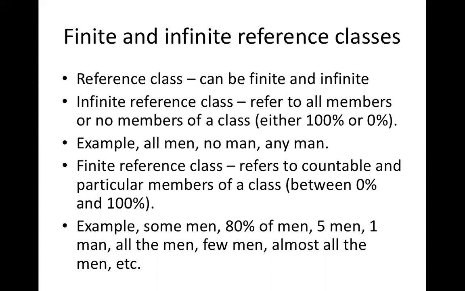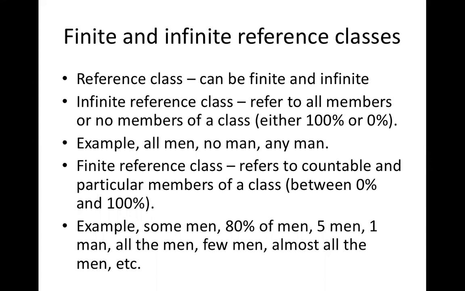So we're saying that the infinite reference class refers to all members or no members of a class, either everyone or no one. For example, all men, no man, any man. The infinite reference class contains uncountable items. You cannot count the items in the infinite reference class. You cannot count all men. You cannot count any man. And usually it is either everyone or no one.